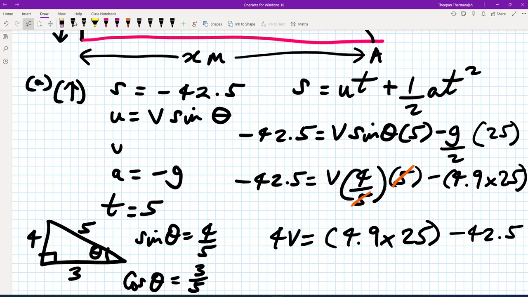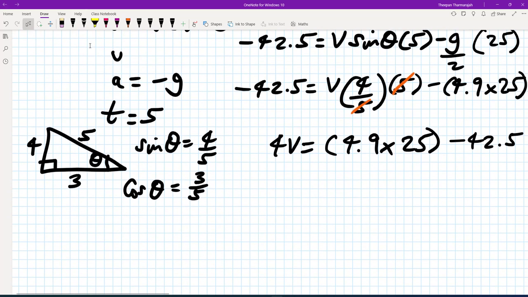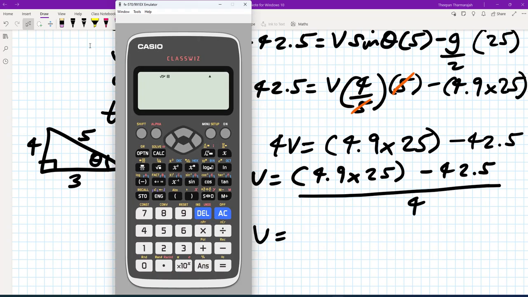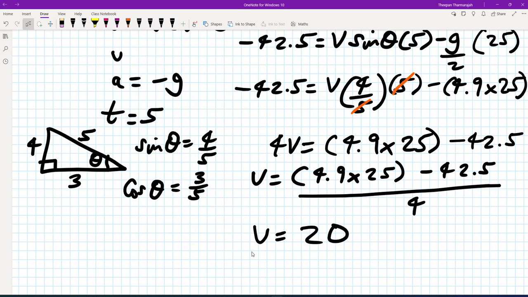And now we should be able to divide it. So v is 4.9 times 25 minus 42.5, all divided by 4, like so. We can type that onto our calculator and let's see what we get. 4.9 times 25 minus 42.5 over 4, and that gets me the result 20, as required.